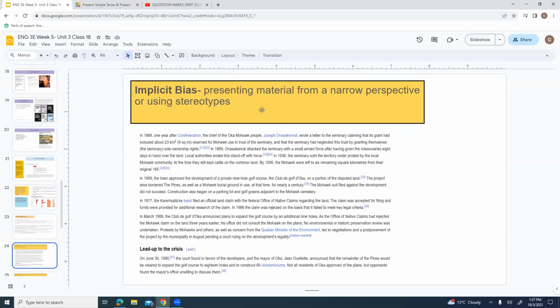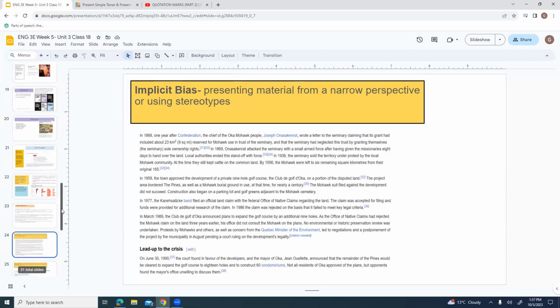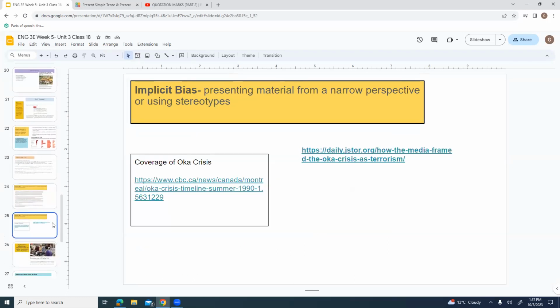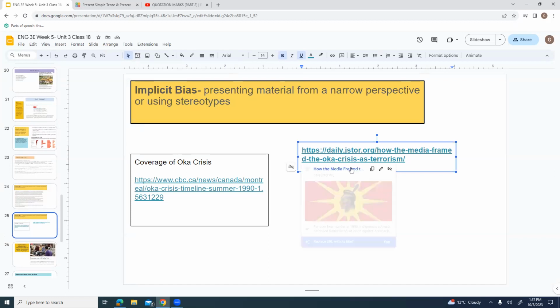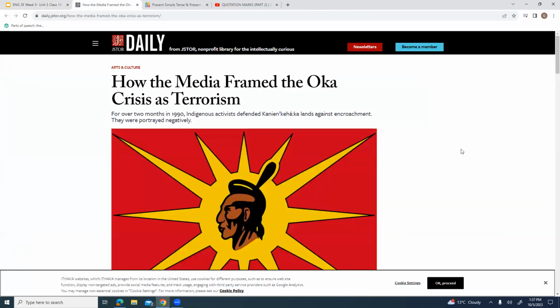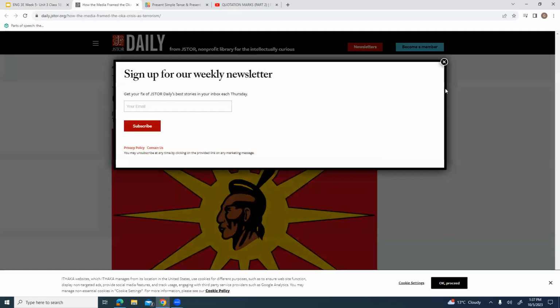Implicit bias. Implicit bias is when you're presenting material from a narrow perspective or using stereotypes. So I'm going to come back to this for a second, because what I was talking about was coverage of the Oka crisis. Okay. How the media framed the Oka crisis as terrorism.